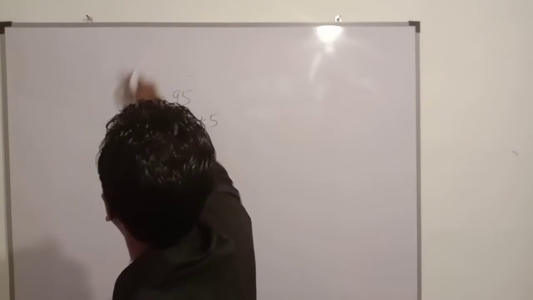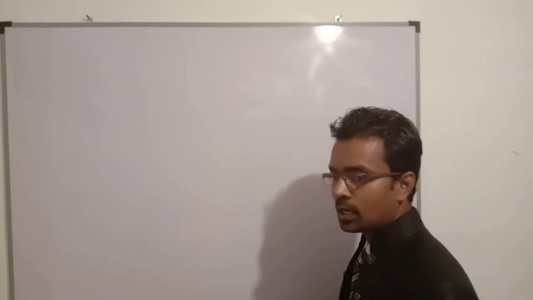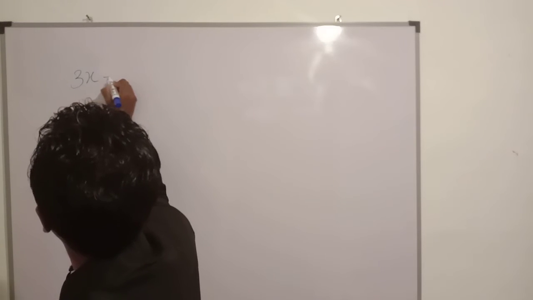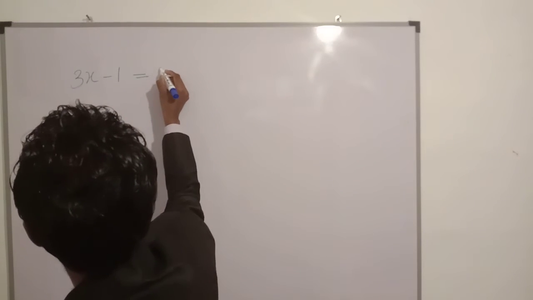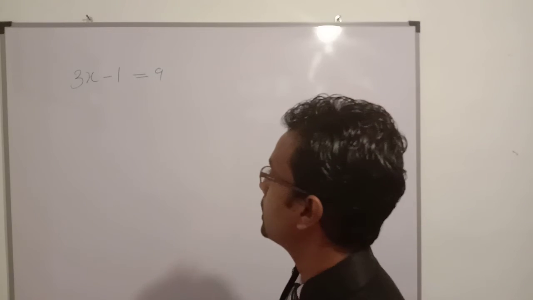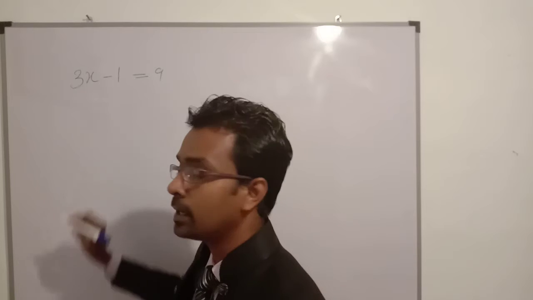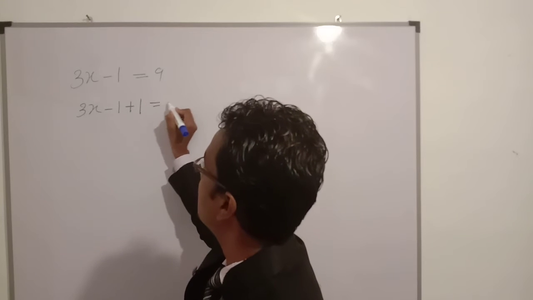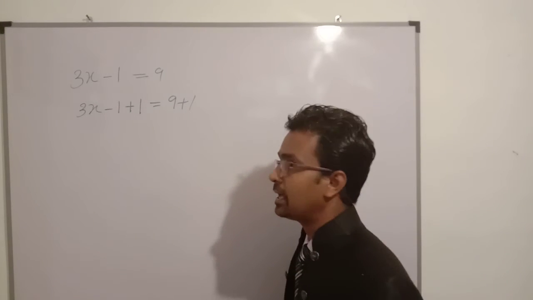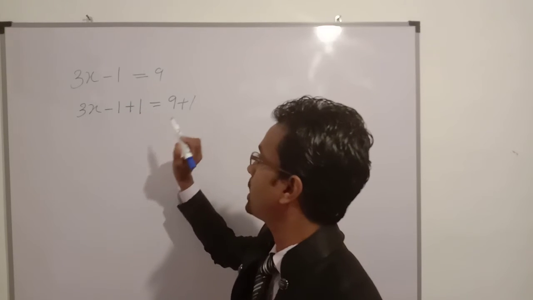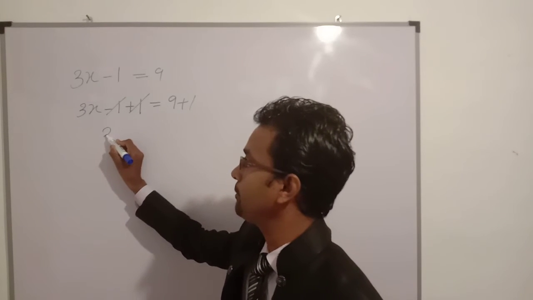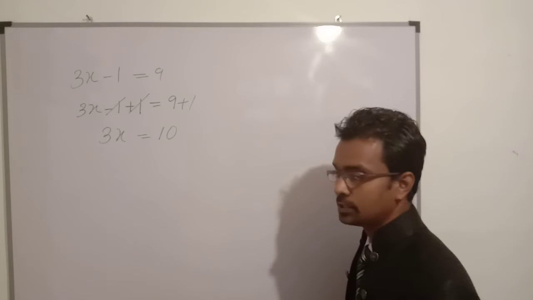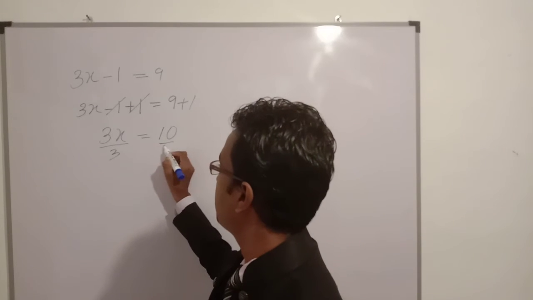Then let's see another one. Sometimes your answer might be a fraction. Maybe let's say this one, 3x minus 1 is equal to 9. Let's solve this one. I will cancel this negative 1 by putting its opposite value. 3x minus 1 plus 1 equal 9 plus 1, because this is just like a balance. To cancel minus 1 we should add plus 1 to both sides. Minus 1 plus 1 cancel out. 3x is equal to 10. Now let's divide both sides by 3.